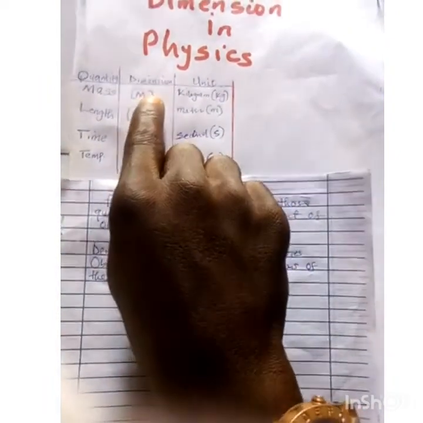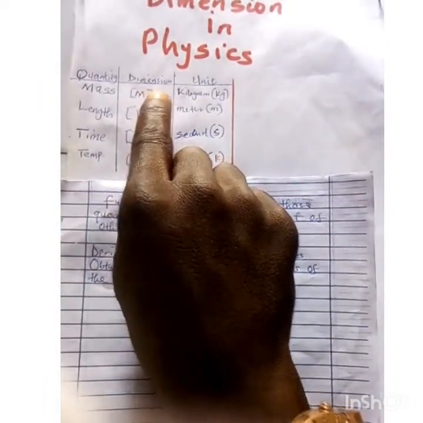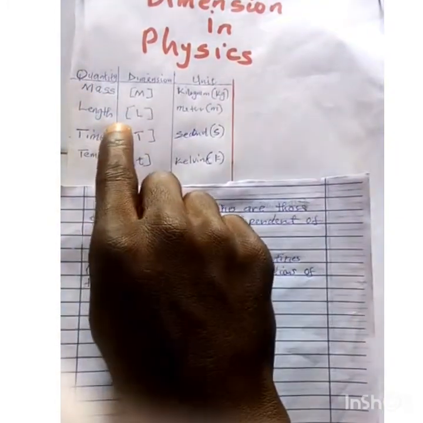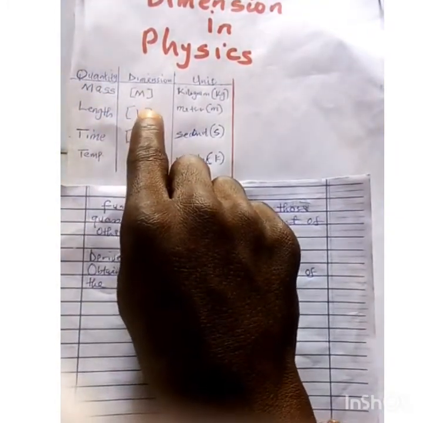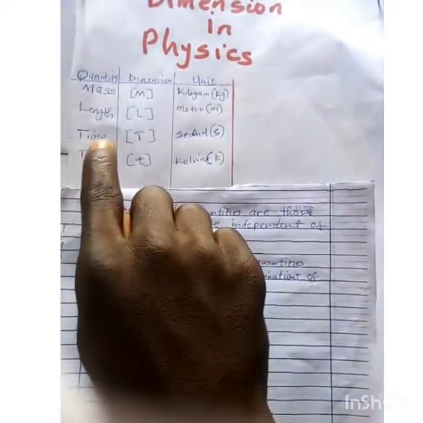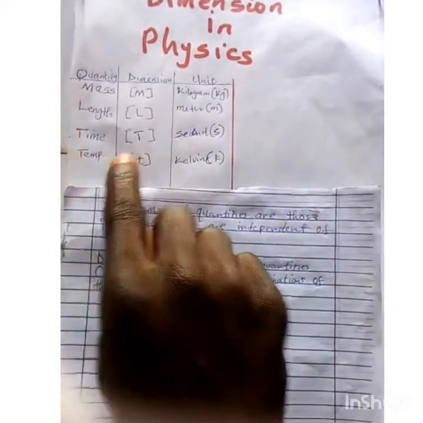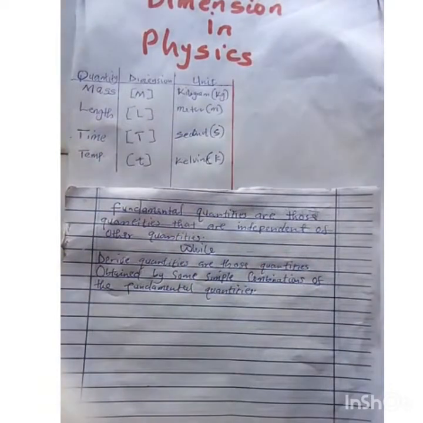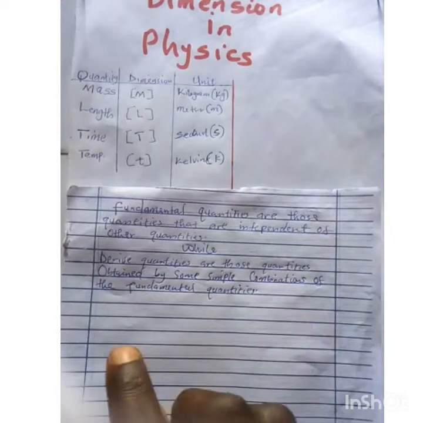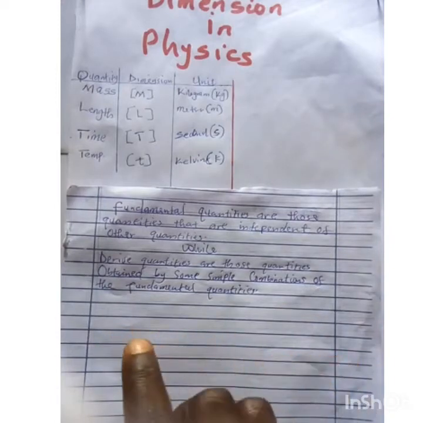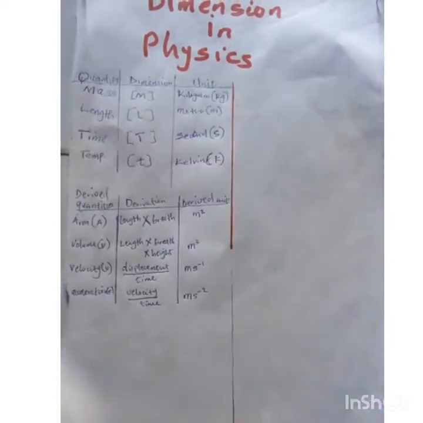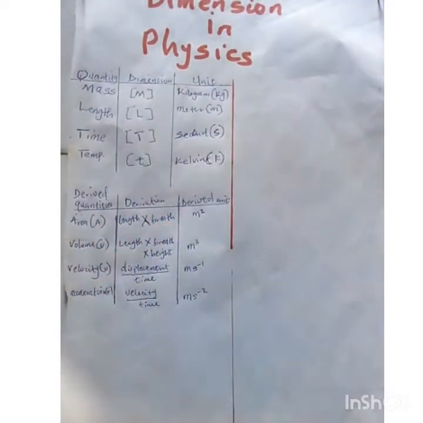Mass, the dimension of mass is capital letter M, and the unit is kilogram. Length, the dimension of length is L, and its unit is meter. While time is in second, temperature in Kelvin. And derived quantities are those quantities obtained by some simple combinations of the fundamental quantities. Here are the examples of derived quantities.